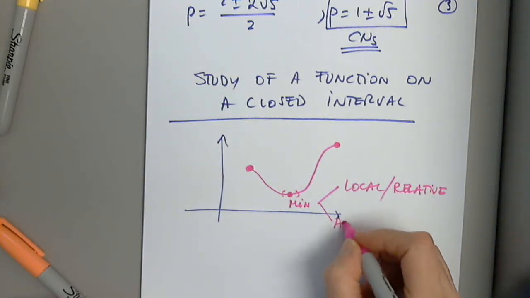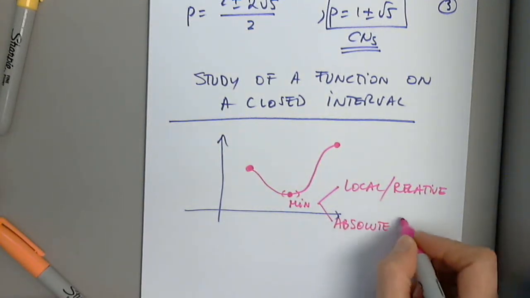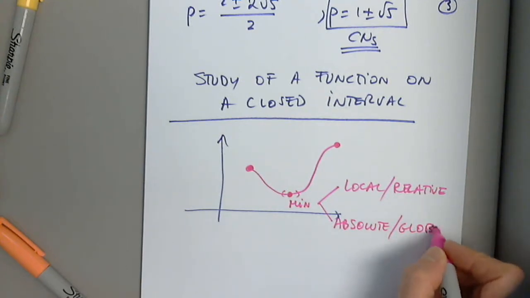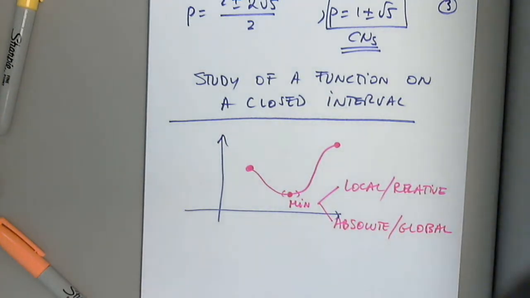It is also an absolute or global. We use those two interchangeably. When we talk about local, we mean relative or relative local, the same thing. Absolute global is the same thing. So why is this local? Because I can show the open interval. Why is it absolute or global? Because there is no other smaller than it. That's it. That's the minimum for the entire function. Now, any questions? Yes, Braden, go ahead.